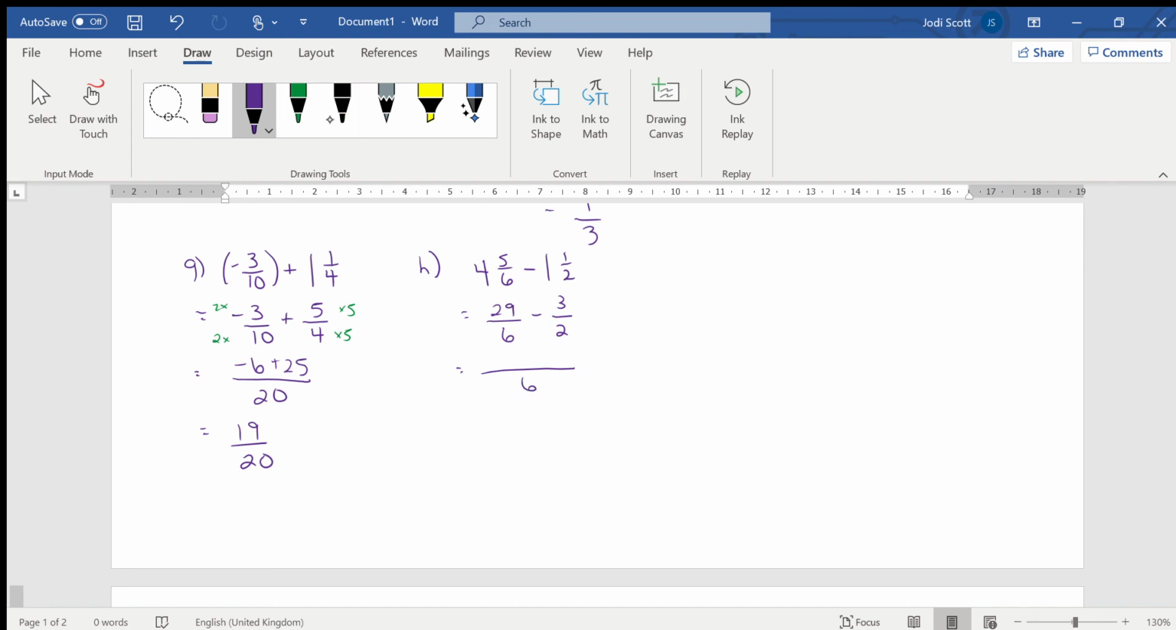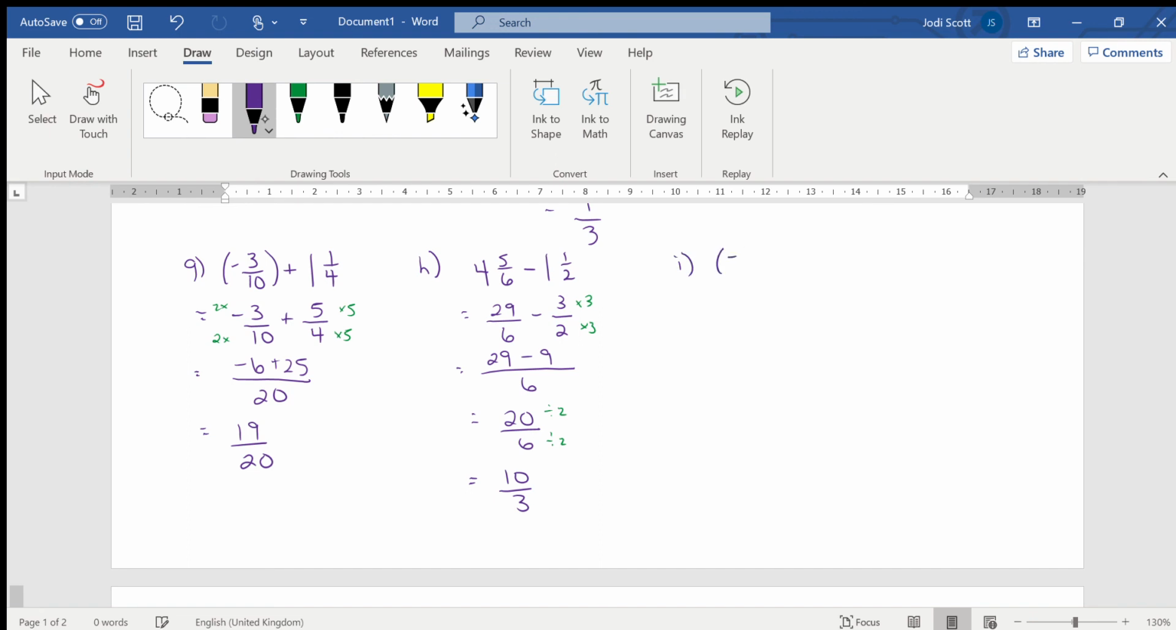We can just keep it at 6. The first number we don't have to change anything because we already have the same number. The second one here, we multiplied each by 3. So 3 times 3 is 9. 29 minus 9 is 20 over 6. This one we will have to reduce. They're both even numbers. So we can divide both by 2, and we get 10 over 3.